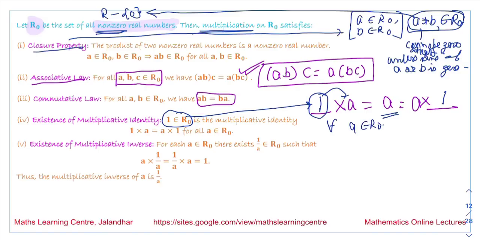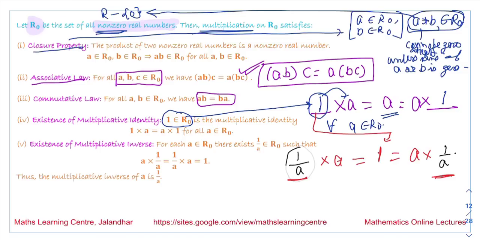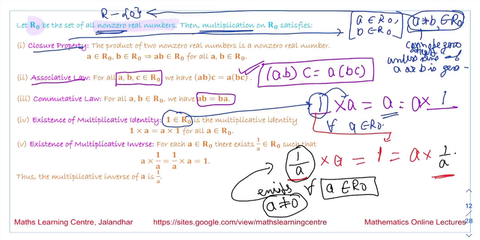Next is the multiplicative inverse. So to calculate the inverse, we are talking about an element A. We want to multiply it with something so that the answer is the multiplicative identity, that is A into dash. So the answer we have over here will be 1 by A. Now this 1 by A exists for all A belongs to R naught, because A is never equal to 0. So 1 by A will always exist. So we are saying that the multiplicative inverse of A is 1 by A.